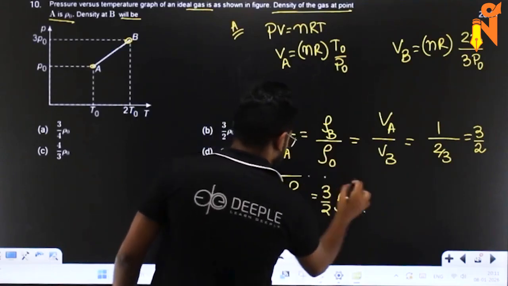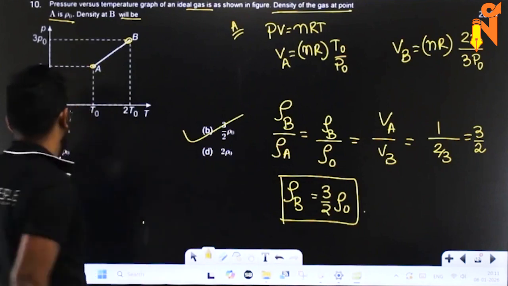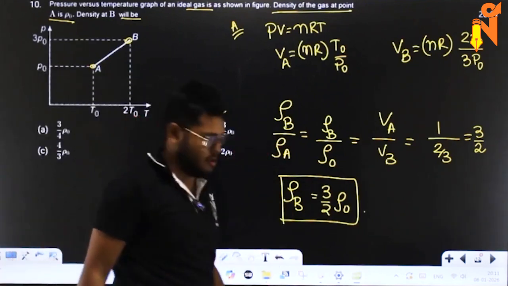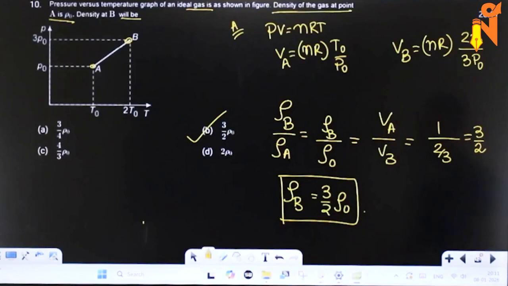I hope most of you already got it. This is the correct one. Okay, let me mark it properly. Yeah, 3 by 2 rho naught. Let's go to the next one.